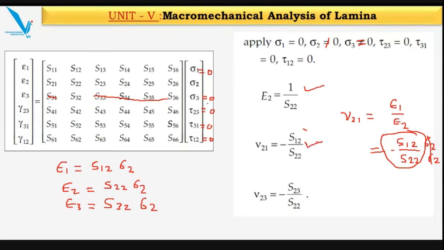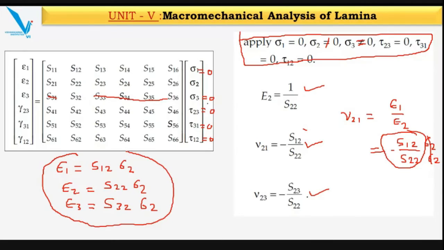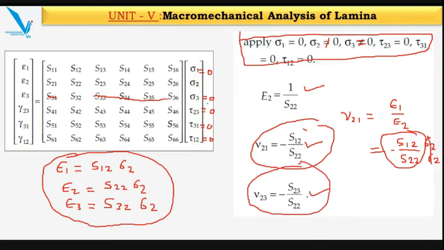Similarly, you can derive all these things like this, and this is for this case. Don't get confused about which case this is for. In the earlier case, this was 0. Again, if you go for σ_3 not equal to 0 and all others 0, then these relations will change accordingly.